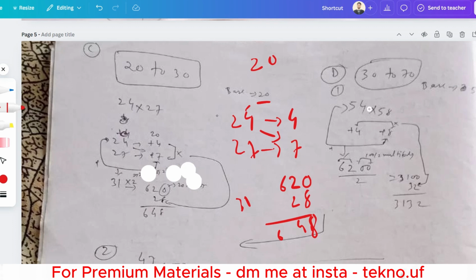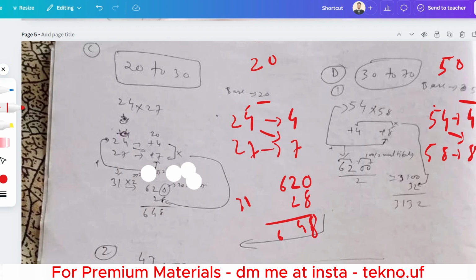Okay, so if the range is 30 to 70, then the base is 50. Let me just write it here. The base is 50. So 54 into 58, if you are multiplying, it's 54 and 58. So here 50 plus 4 and 50 plus 8, right? So here you have to see 54 plus 8. The process is almost the same. So 54 plus 8, that is 62. As it is close to 50, you don't have to add 10.